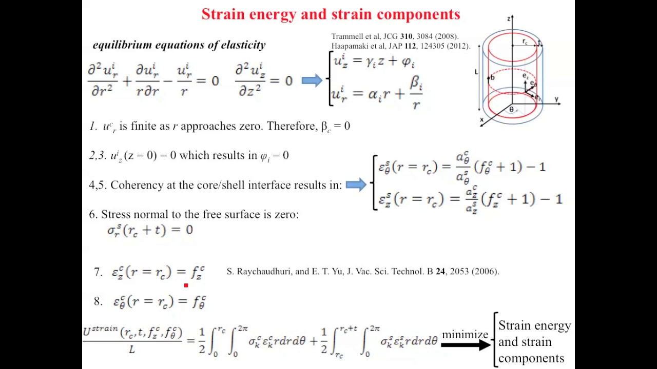Then we need two more boundary conditions. We set the interfacial strain in axial and tangential directions to some parameters, and we will try to find these values such that they minimize the total strain energy. Having these 8 boundary conditions, we can find expressions for this. Then we can find an expression for the total strain energy, which is a function of core radius, shell thickness, and these two parameters. Then we can minimize the total strain energy with respect to these two parameters to determine the total strain energy and strain components.